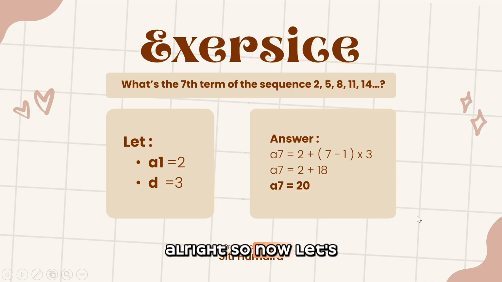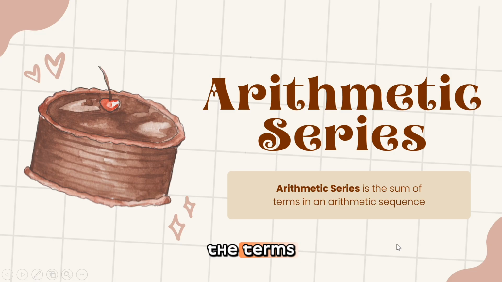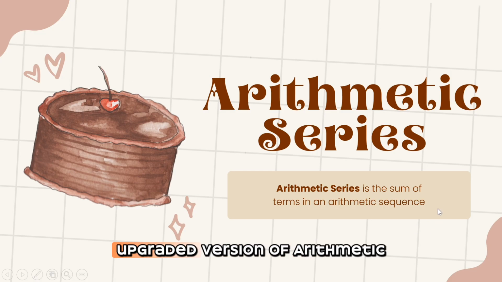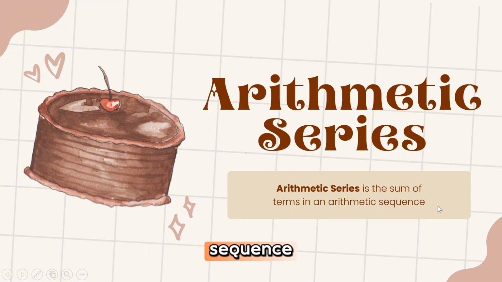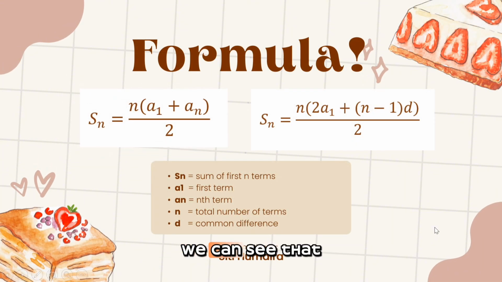Alright, so now let's talk about arithmetic series. So arithmetic series is simply the sum of the terms in an arithmetic sequence. So it's the upgraded version of arithmetic sequence. But don't worry, it's as simple as before. And here we have the formula of arithmetic series. We can see that there are two formulas, but actually they're just the same. The difference is just the situation in which we want to use them.